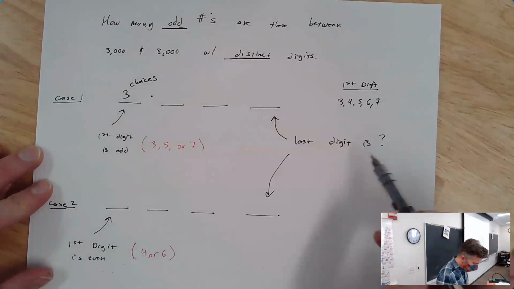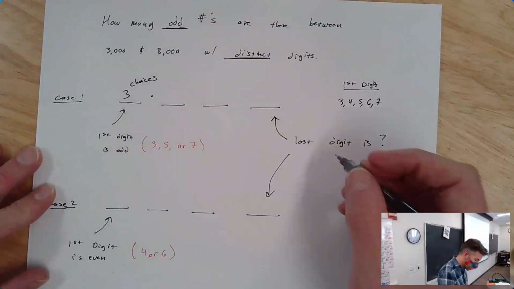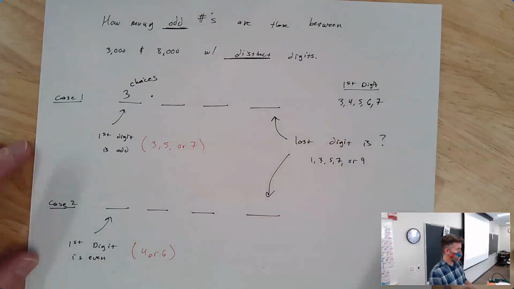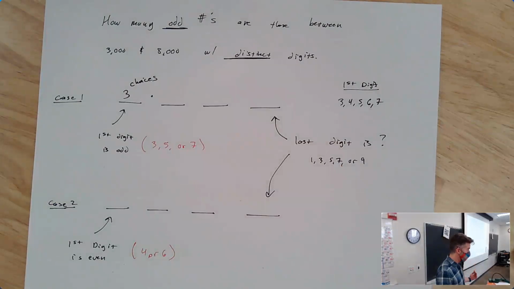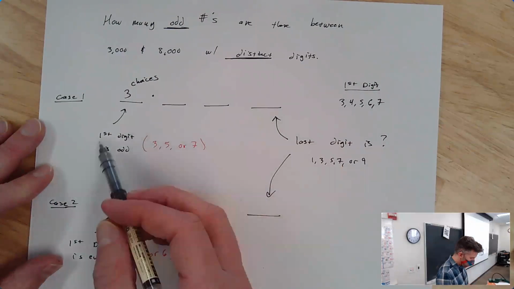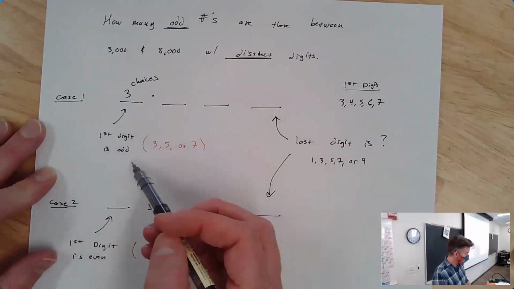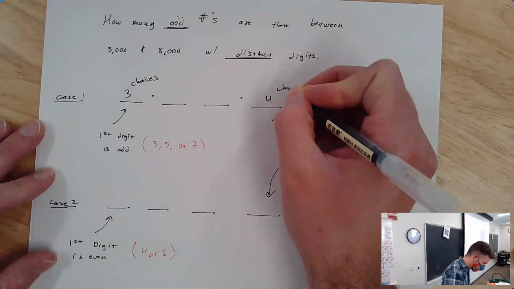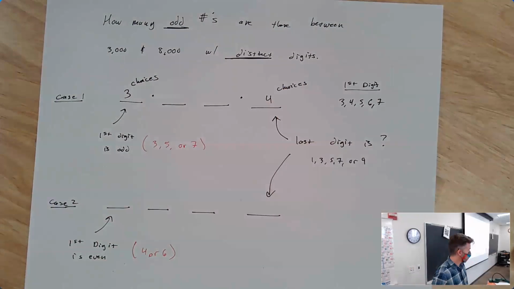And then let's go to the last spot. So the last digit has to be 1, 3, 5, 7, or 9. The last digit has to be odd if the whole number is odd. It can't be what we chose for the first digit because we chose an odd number already. So there are 4 choices for the last digit.